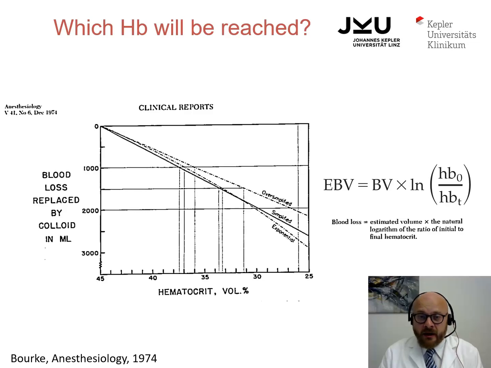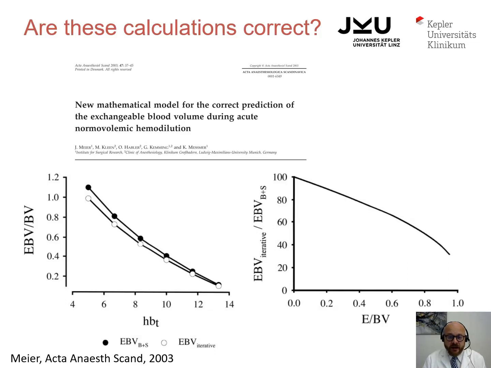However, all these calculations have the problem that this formula doesn't describe exactly what takes place during acute normovolemic hemodilution. One of my first publications is dealing with this problem, and we could clearly demonstrate that all the formulas out there have an essential problem in describing whether acute normovolemic hemodilution is useful or not.